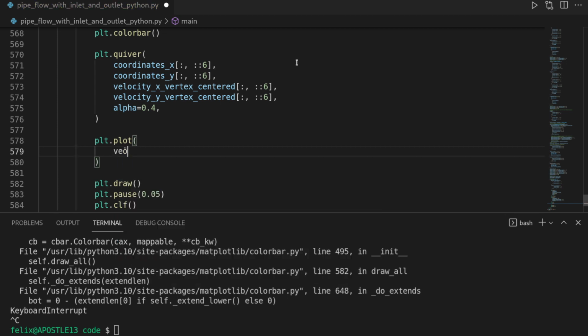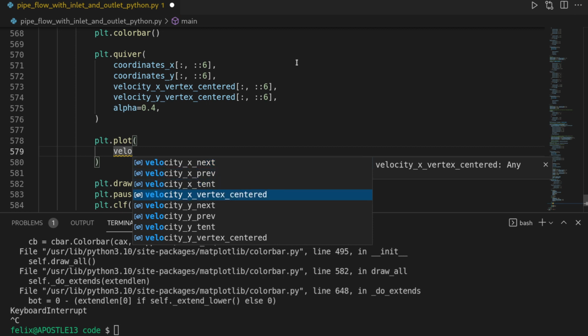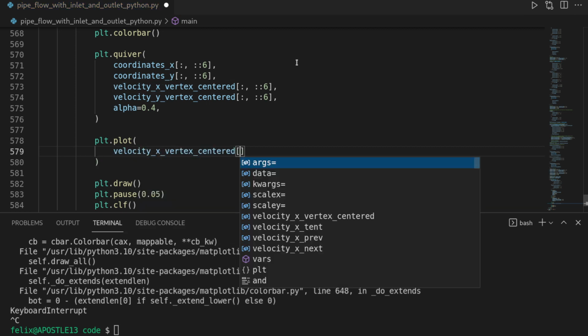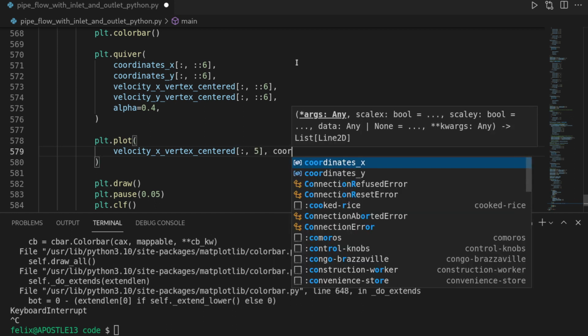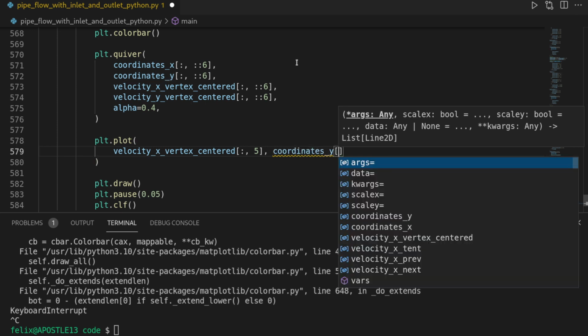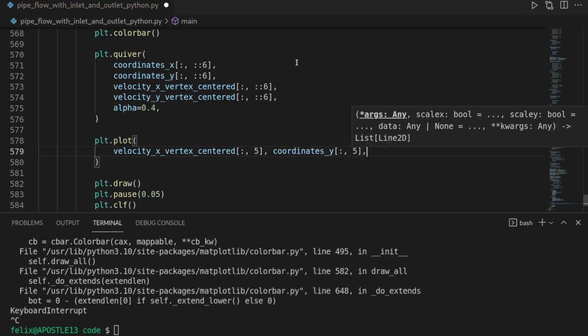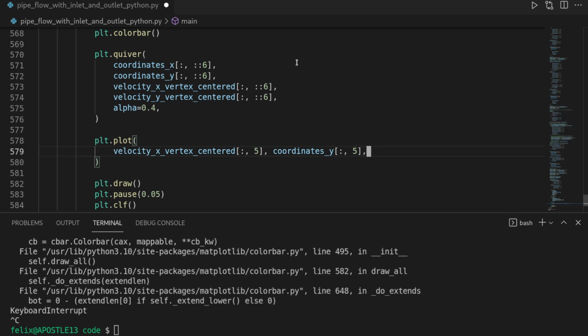So I want to plot the velocity in x vertex centered over all points in y, and the 5th point in x direction, and the coordinates in y over all points in y direction, and the 5th point in x direction, which is just slightly behind the inlet. Or maybe let me also put that in the new line.